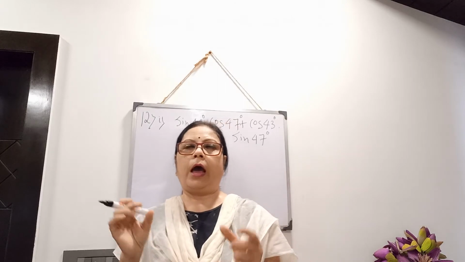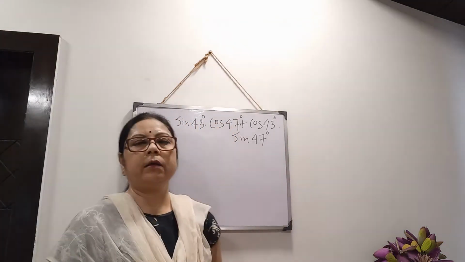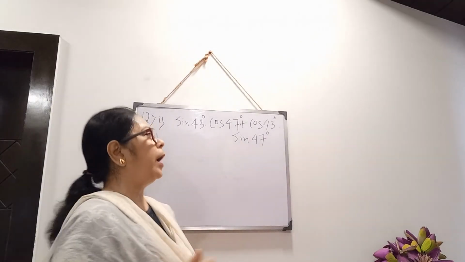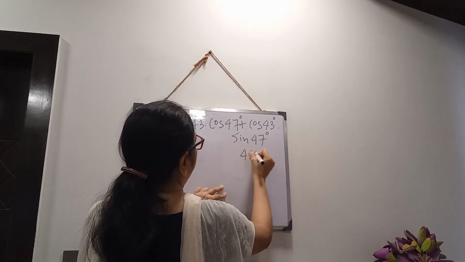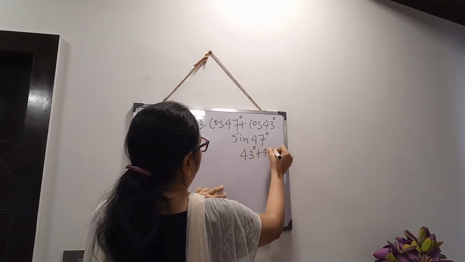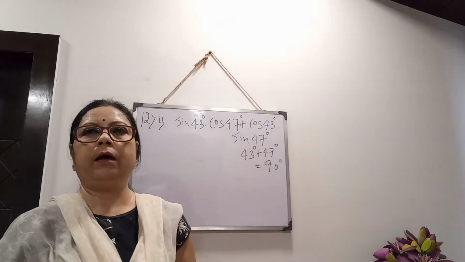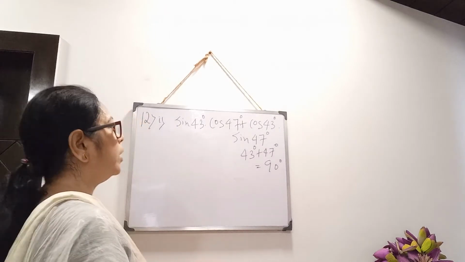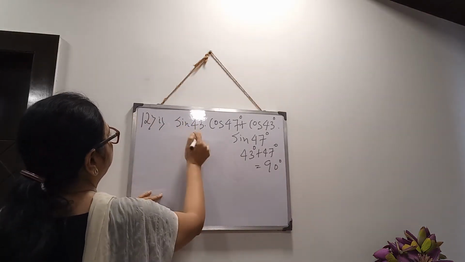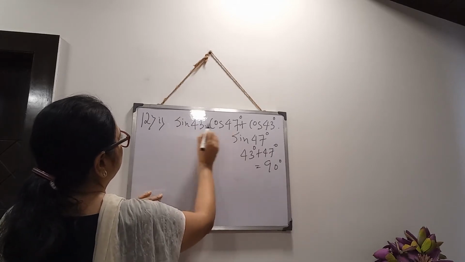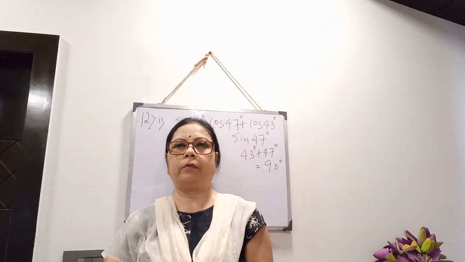First I will add the angles. I will see whether 90 is coming or not. Then I can apply the rules of complementary angles. So 43 and 47, after adding, 90 is coming. So yes, they are complementary angles. Now what will I do? I can apply the formula. One thing, here 43 and 47 both are there. So don't change both the angles together.